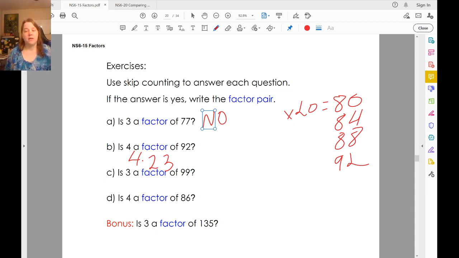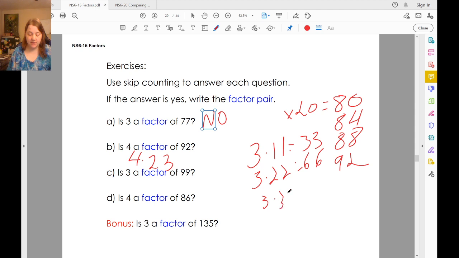Is 3 a factor of 99? Well, if I multiply 3 times 11, I get 33. 3 times 22 equals 66, and 3 times 33 equals 99. So yes, 3 times 33.